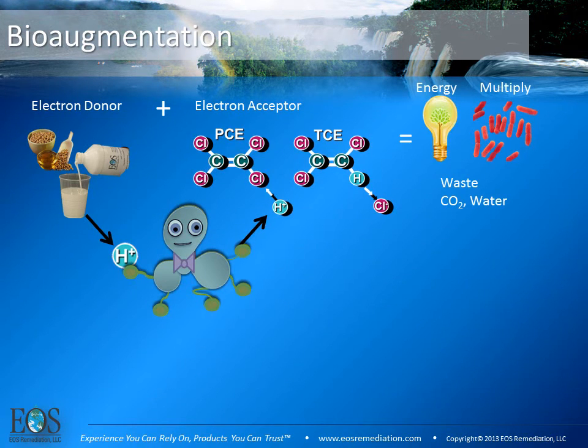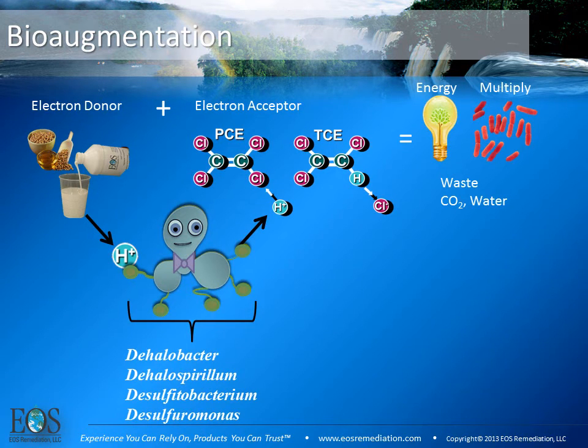So here's our cartoon showing the electron donor and the electron acceptor again. We're talking about the same process. You introduce the substrate, it ferments releasing hydrogen, and you get degradation of the product or the contaminant. You see that there are actually multiple microorganisms in the ground that can degrade the PCE and take it to TCE, and here I've listed several.